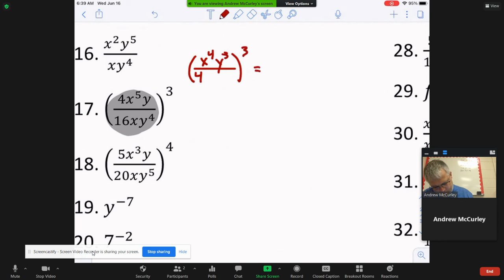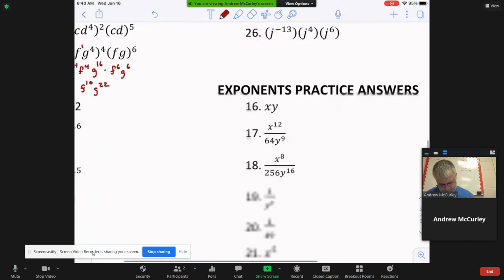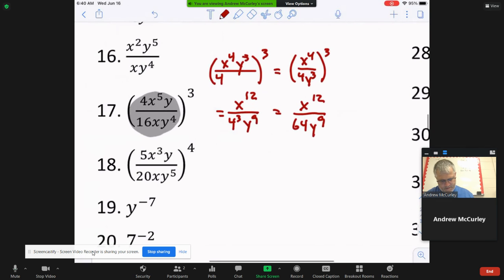Well, just to make that look a little bit more proper, x to the 4th over 4y cubed, all cubed. Now I just have to say that's going to be x to the 4 times 3, which is 12. 4 to the 3rd, don't forget that. Y to the 9th. And you can even say 4 to the 3rd is 64. Let's see which one the answer key says. Yeah, the answer key says 64. So there you go. I think reducing it on the inside is the way to go.